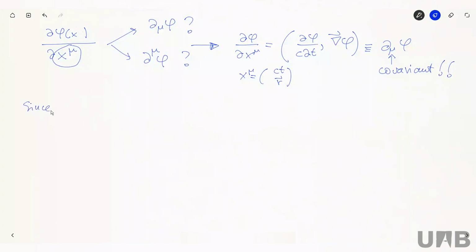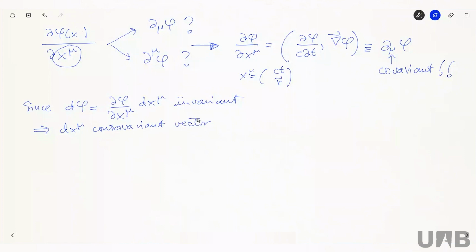It is the result of noticing that the differential of phi, which is necessarily a scalar because it has no index, has to be invariant under Lorentz transformations. By definition of what a differential is, it is the derivative with respect to x mu times dx mu. This is clear, so this is an invariant under Lorentz transformations. But since dx mu is a contravariant vector, this means that the other object, this thing here, has to be a covariant vector. That's the way a contraction of a contravariant with a covariant gives you an invariant.